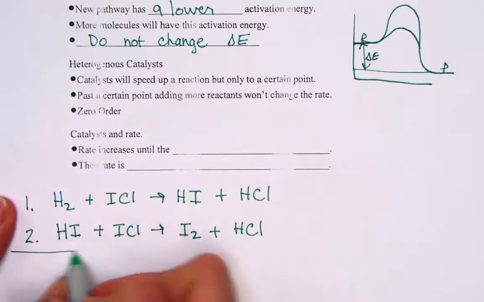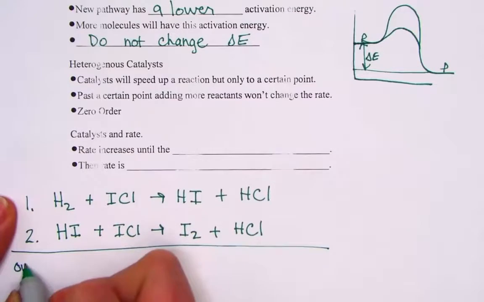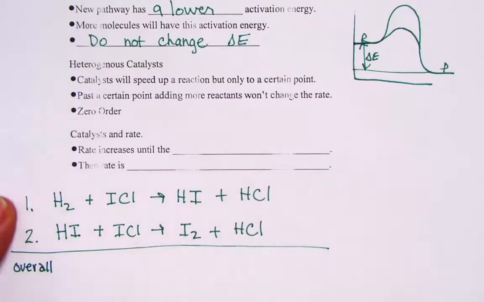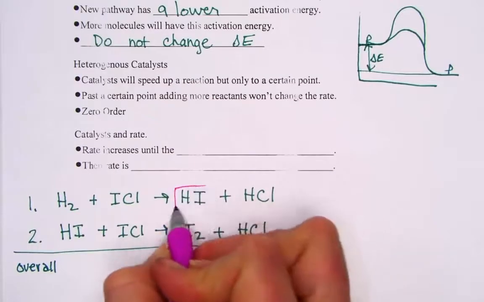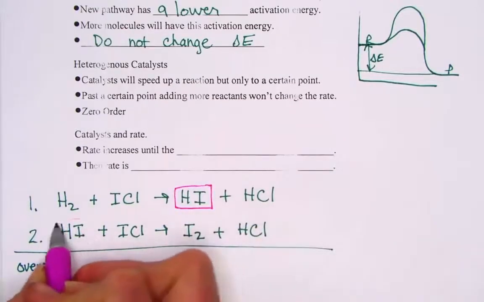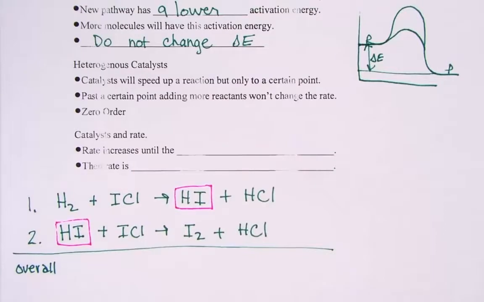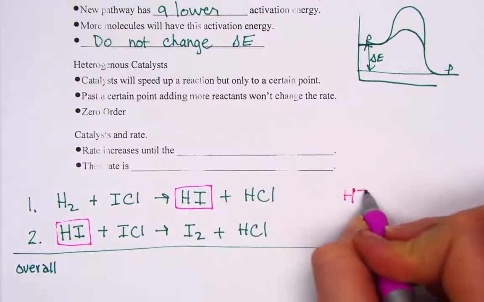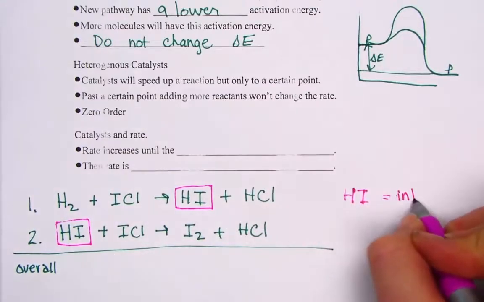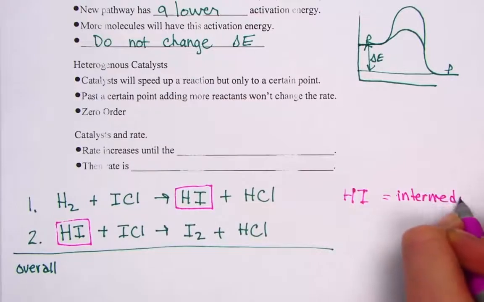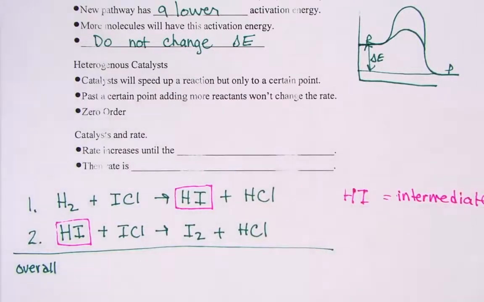I can do that by simply adding together to find the overall equation, simplifying anything I can from the left to the right. What I notice is that HI is formed here and then made here. Something that's formed and then consumed in the next reaction is known as an intermediate. It does not appear in the overall equation.